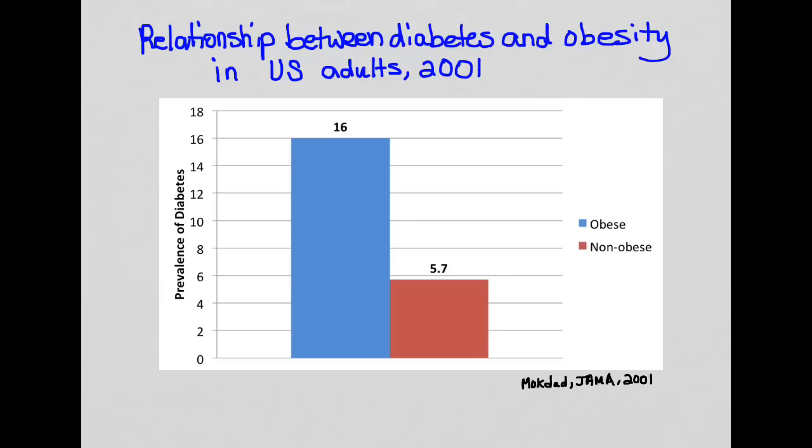Okay, so here's an example of a cross-sectional study that was published in JAMA. This is from 2001. And what this shows is the relationship between diabetes and obesity in U.S. adults. So it compares here the prevalence of diabetes among obese adults versus non-obese adults. So you can see that the prevalence is more than twice as high in obese adults as it is in non-obese adults. So this suggests a relationship between diabetes and obesity. So what does this say? It says there's a correlation. There's a cross-sectional relationship between these two diseases.